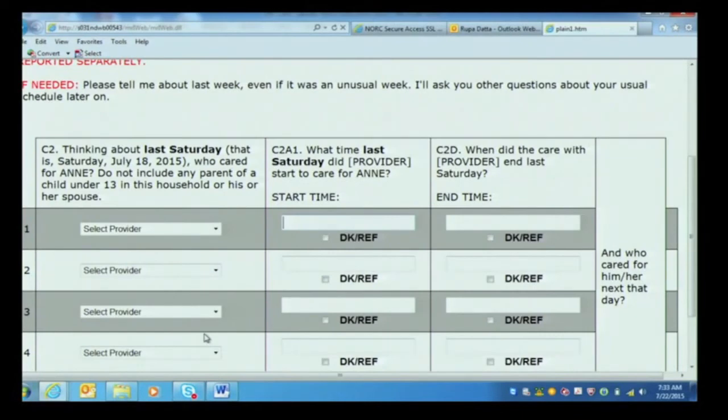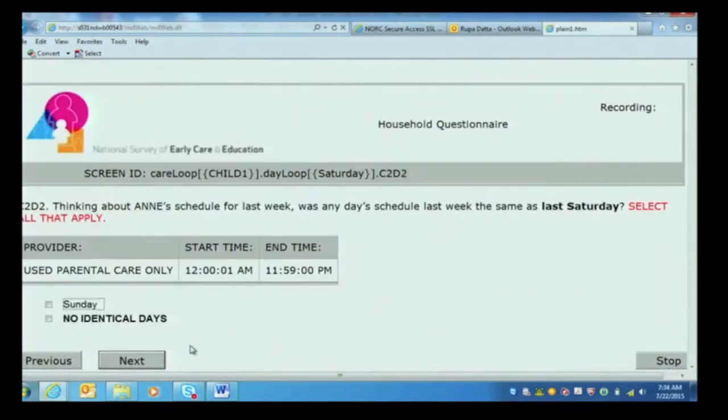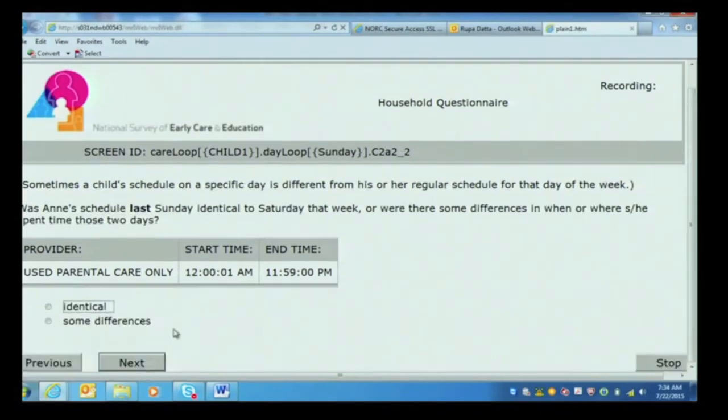And that brings us to Saturday. Who cared for Anne last Saturday? Anne was with me all day. And so then we're going to select used parental care only. We don't need to enter any times because that can only happen all day. And then thinking about Anne's Saturday schedule, was any day last week identical to Saturday? And yes, Sunday was the same. Sunday also, Anne was with her parents all day. So about Sunday, just to clarify, was Sunday identical to Saturday, or were there some differences in when or where she spent time those 2 days, and they were identical?